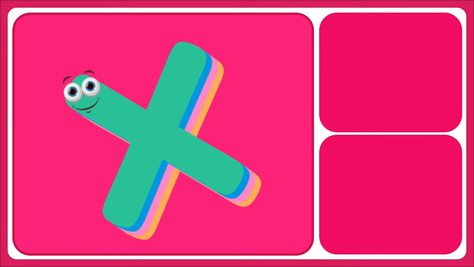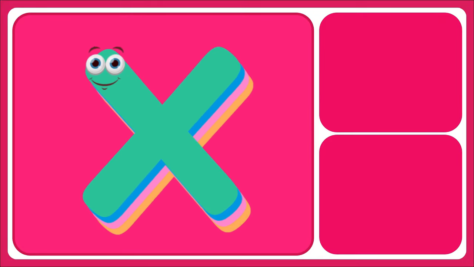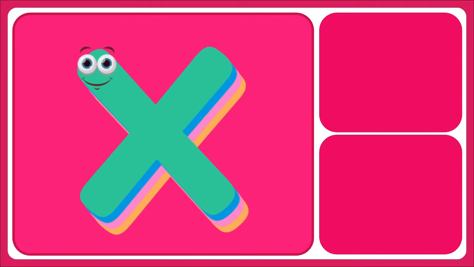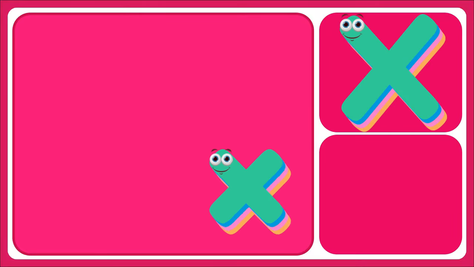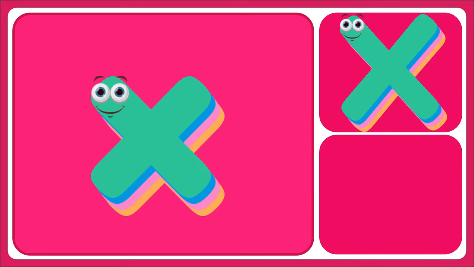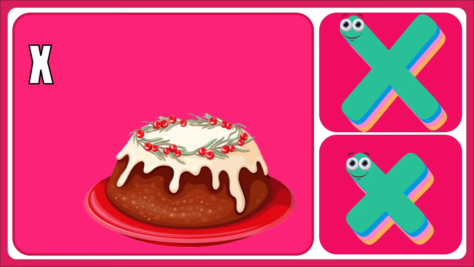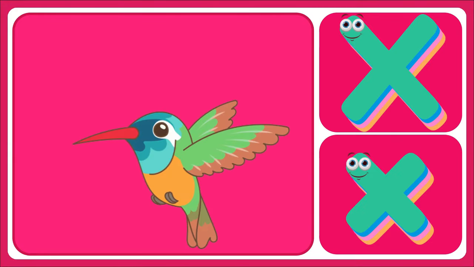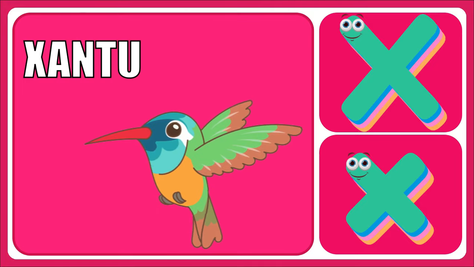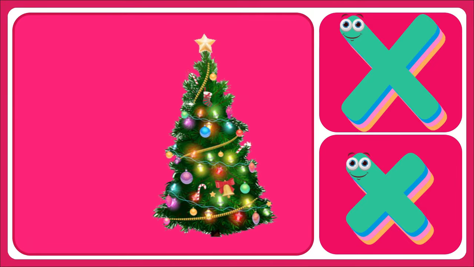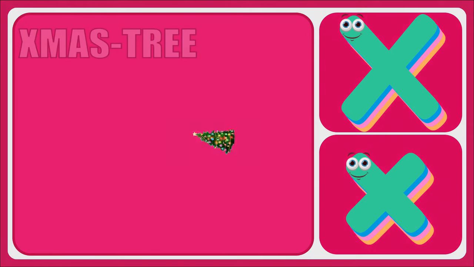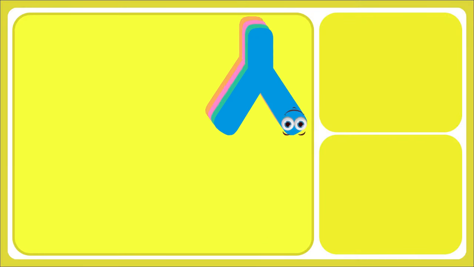Have you ever seen the letter X? Hi, I am letter X and my sound is X, X, X. And the words that start with me are Christmas cake, X, X, Christmas cake, Xantus, X, X, Xantus, Christmas tree, X, X, Christmas tree. Today we will learn alphabets and their sounds.